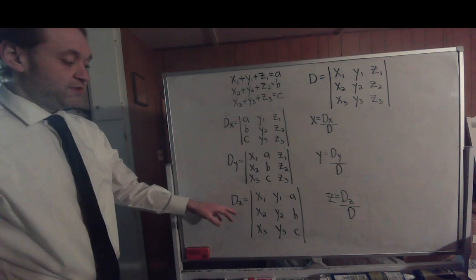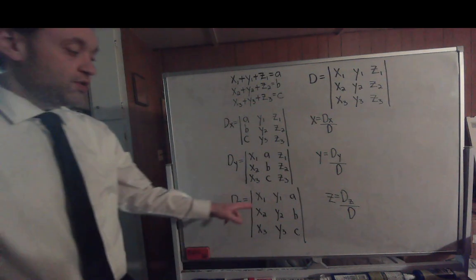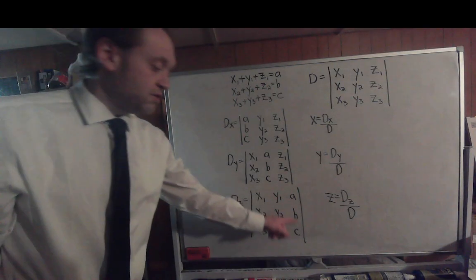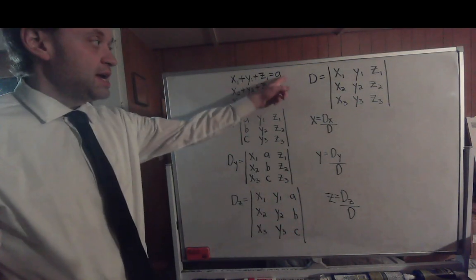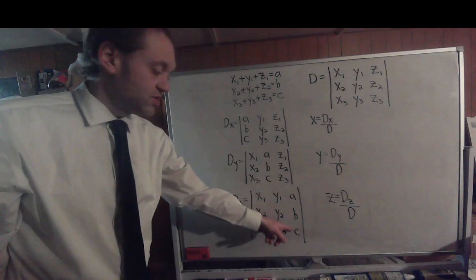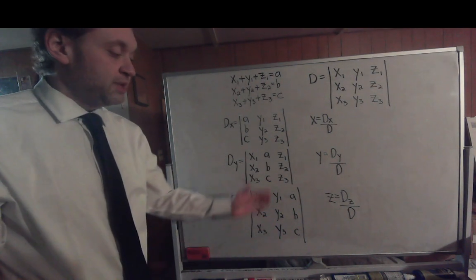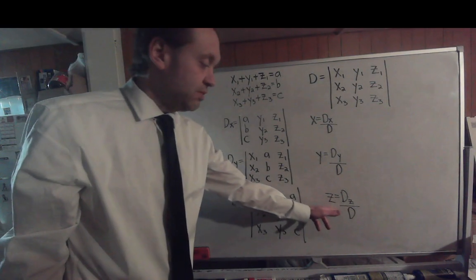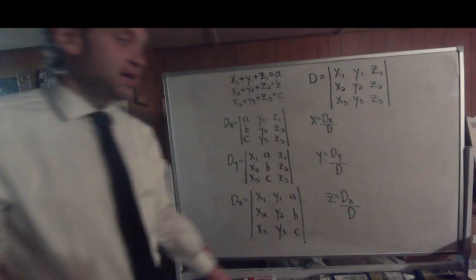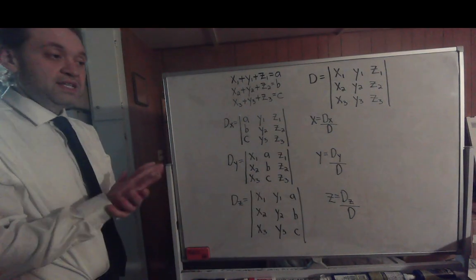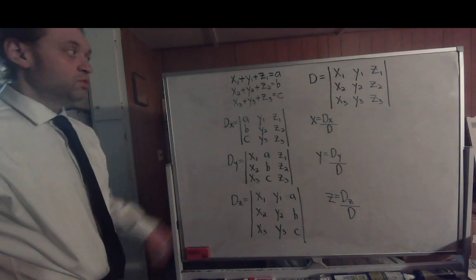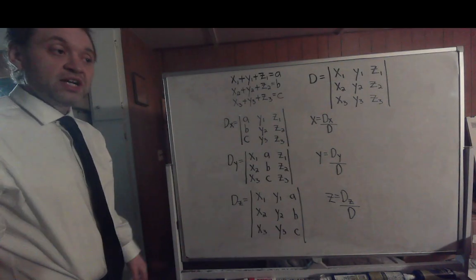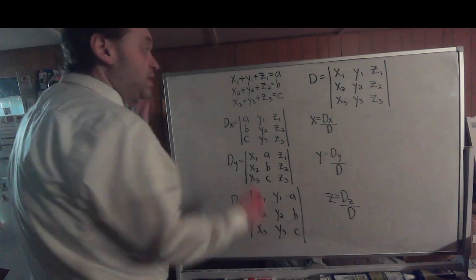And then, of course, we find D sub z, where you leave your x and y coefficients alone, but you take all your z coefficients, replace those with a, b, and c, whatever the equations are equal to. And it'll be the determinant of that. And then, of course, z is going to be equal to D sub z over D. Then once you know x, y, and z, you can list this as an ordered triple, which would solve the system.